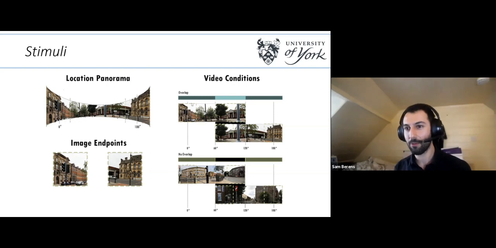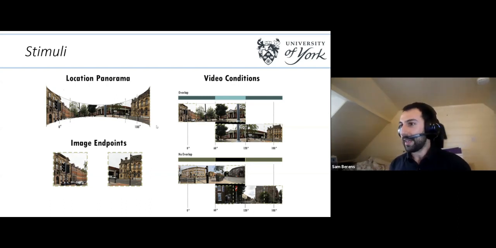And from each panorama, we did 2 things. So the first thing that we did was we took 2 endpoints from each panorama, one at the 0-degree position and one from the 180-degree position. Each endpoint spanned a field of view that was about 60 degrees. And we showed these endpoints to participants inside the scanner.